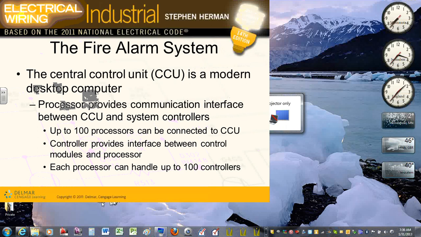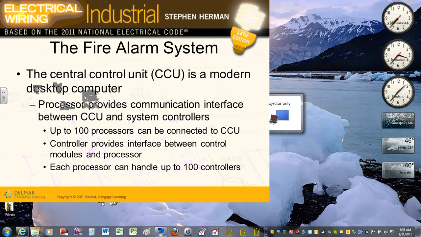Processor produces communication interface between the CCU and the system controller. So you have a controller, guys, completely digital controller right now. And you have input devices and output devices to it. They have input modules and output modules. In the input modules, what do you bring in an input module, guys, in a fire alarm system? What's the input? Pull station, right? How about smoke detector, heat detector, beam detector, duct smoke detector? What else can we bring? Those are input signals coming into the fire alarm.